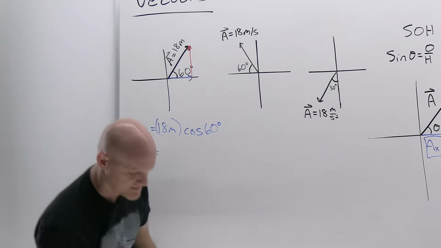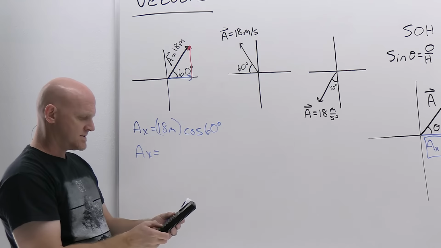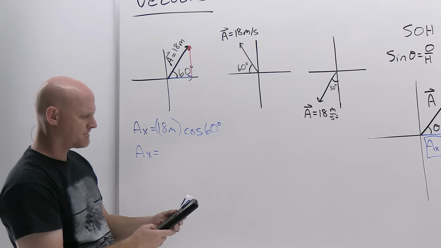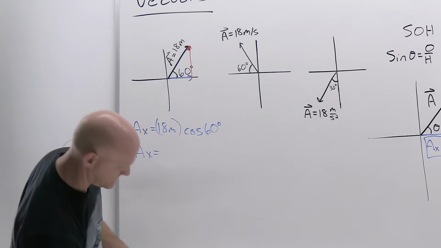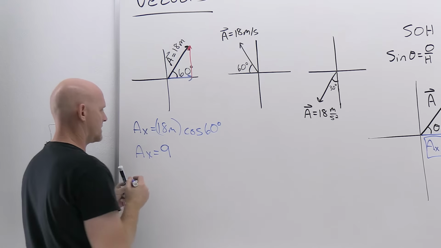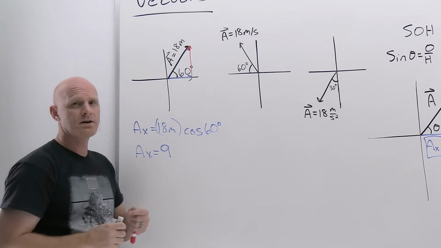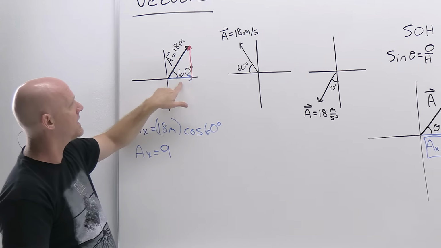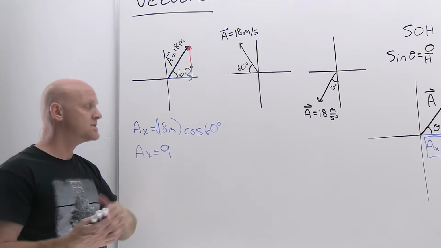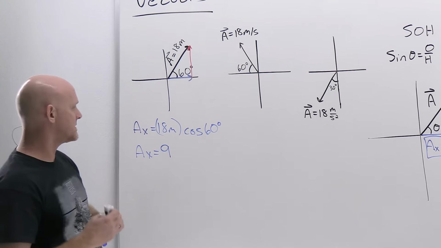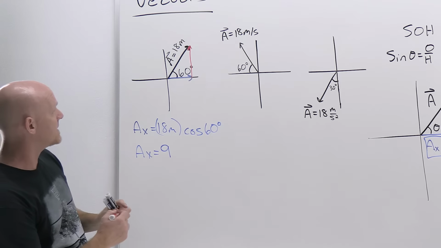We'll plug and chug that into the calculator. So 18 times cosine of 60, and we're going to get 9. Well, that's nice. If you knew your geometric identities from way back in the day, you could have predicted this was going to be exactly half of the hypotenuse, because cosine of 60 is 1/2. But no big deal. We worked it out. It came out anyways.